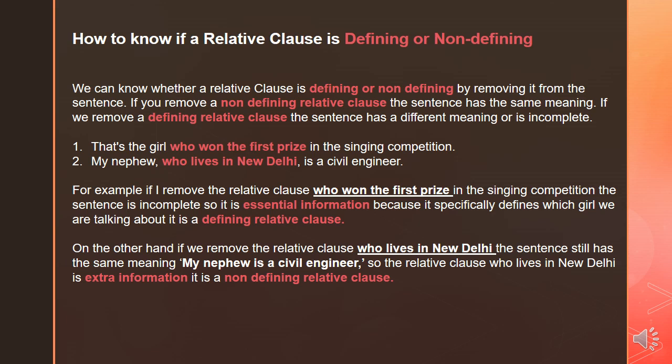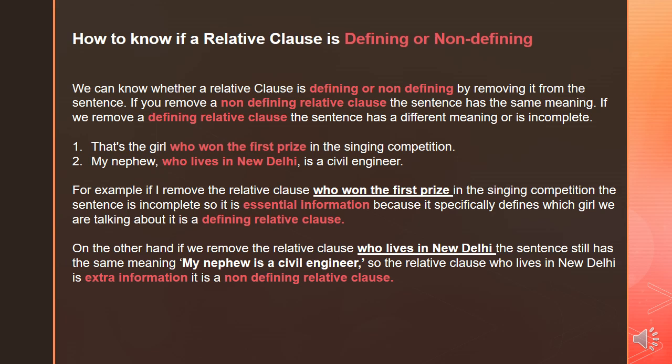Now, how to know if a relative clause is defining or non-defining? Well, here is a tip that I'm going to tell, which will help you to understand the difference. We can know whether a relative clause is defining or non-defining by removing it from the sentence. If you remove a non-defining relative clause, the sentence has the same meaning. If we remove a defining relative clause, the sentence has a different meaning or is incomplete. It will not make sense, or grammatically it would not be proper.